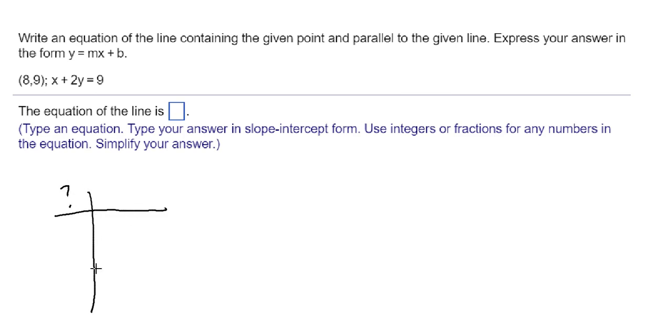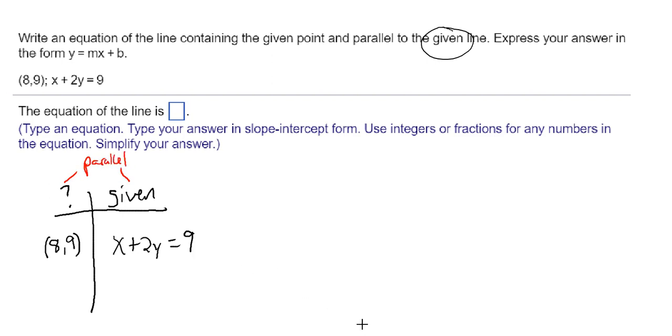There's the line we're looking for, which I like to label with a question mark because we don't know that line. We're trying to find the equation for that one. And then there's the line we're given the equation of. And for the line that we're looking for, we know it contains the point 8, 9. Right? That's what it says in the directions. Find this equation of the line that we're looking for containing that given point. So that's for the line that we're looking for. And parallel to the given line. So this equation is the given line, x plus 2y equals 9.